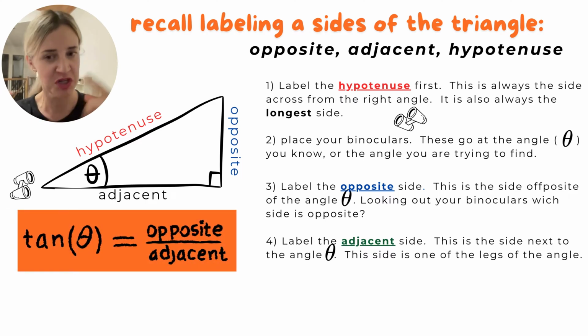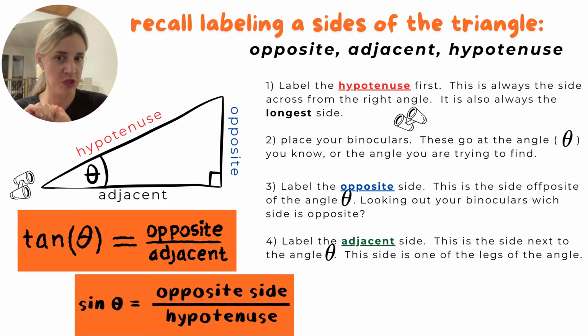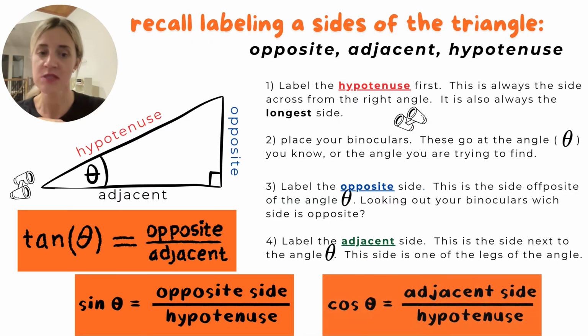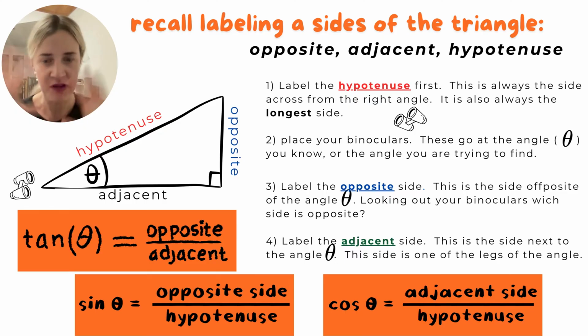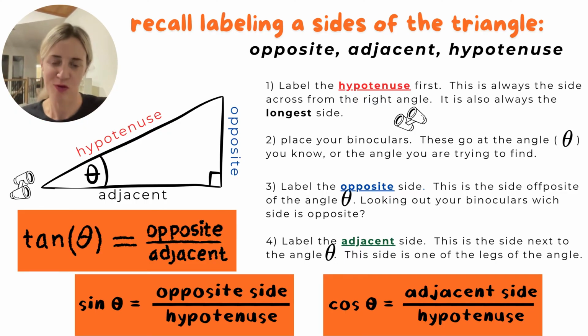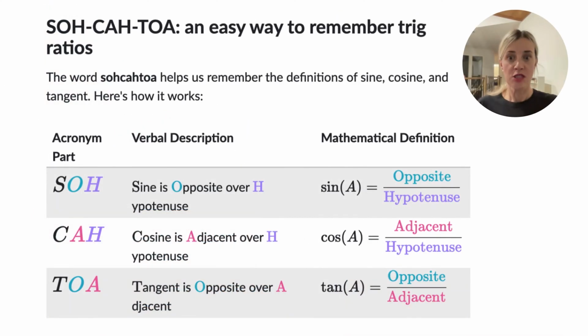The tangent ratio is the ratio of the opposite side to the adjacent side. The sine ratio is the ratio of the opposite side to the hypotenuse. And the cosine ratio is going to be the ratio of the adjacent side to the hypotenuse. And guess what? We have a fun way to remember that, so don't worry about trying to memorize it. SohCahToa is an easy way to remember trig ratios. The word SohCahToa helps remember the definitions of sine, cosine, and tangent.